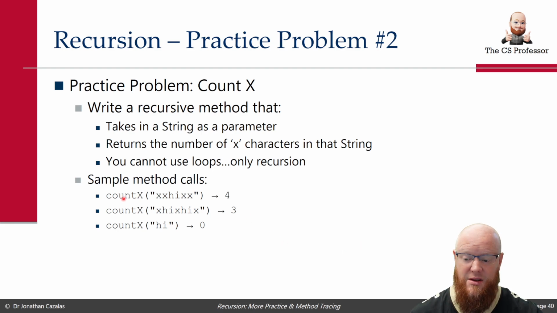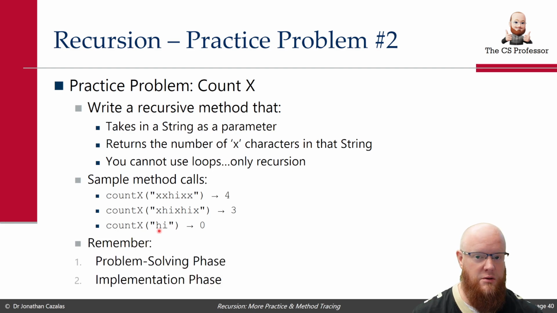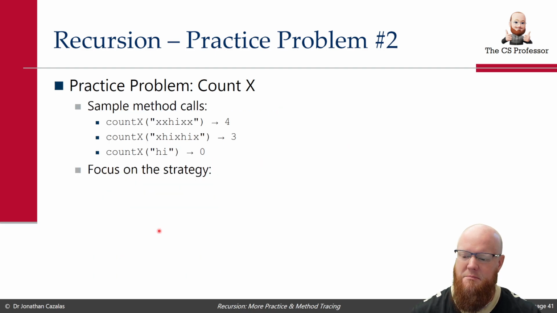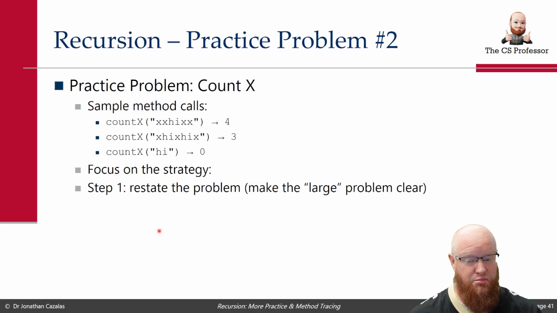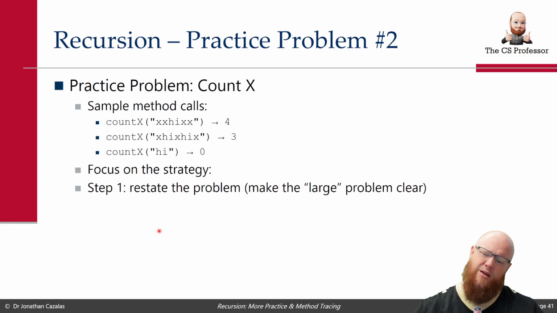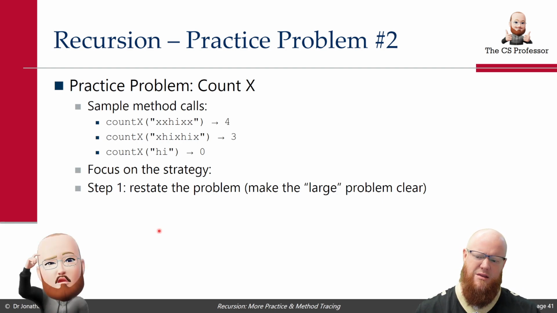Here we have this method count x. It's given a string parameter, and this particular string we can see has 4 x's, so the final answer should be 4. The next example had 3 x's, it should return 3. What if there are no x's? It should return 0. So let's first really focus on this recursive strategy. How can we make that happen here? Restate the problem such that the large problem is clear. I'm not going to even jump to the next part. I want you to pause and think, how would I actually restate this?